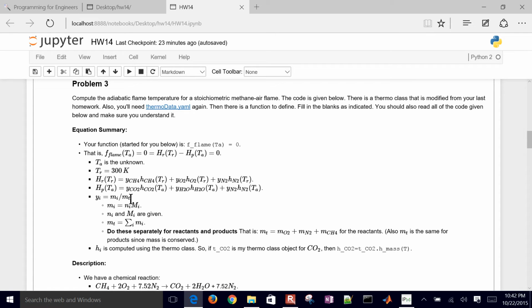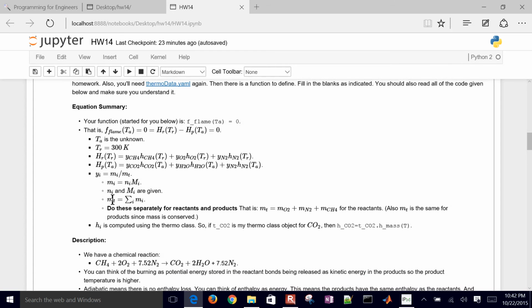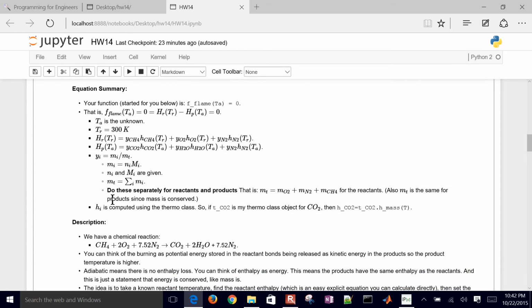And then we know that our mole fractions are, now actually I guess these have got to be mole fractions here. The MI, that would be a mass fraction though. Okay, so MI divided by MT, the total mass. And then the mass is equal to the moles times the molecular weight. Ni and Mi are given, and then the summation of the total mass is given right here.